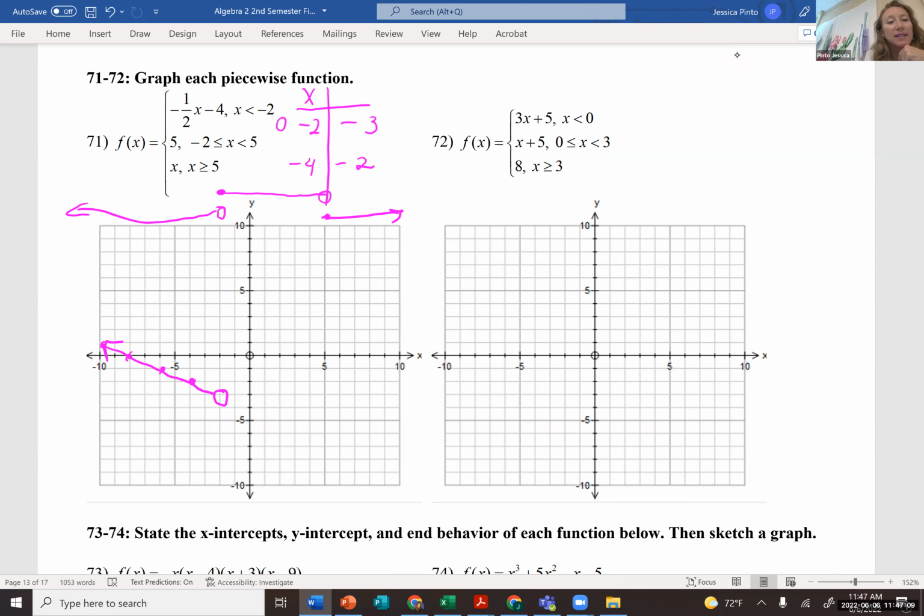The middle piece is the constant function 5, which is awesome. That's the y value of 5. So I'm just going to draw this segment starting at negative 2 with the closed circle, and then going until 5 with the open circle, and those are at the y value of 5, meaning it's a horizontal segment.